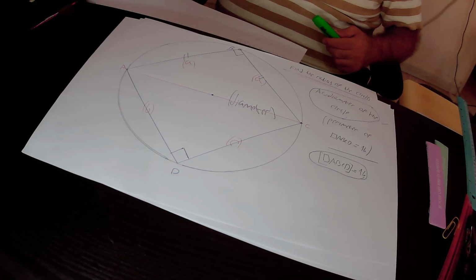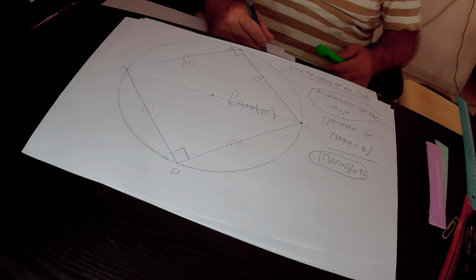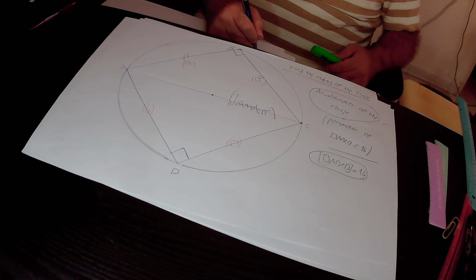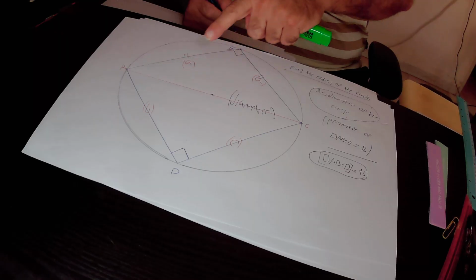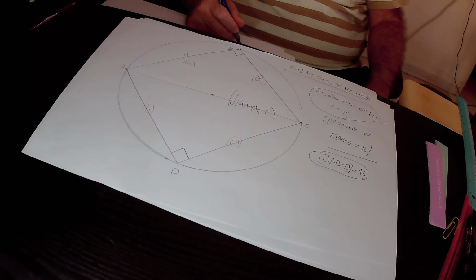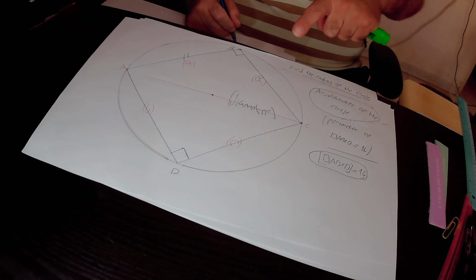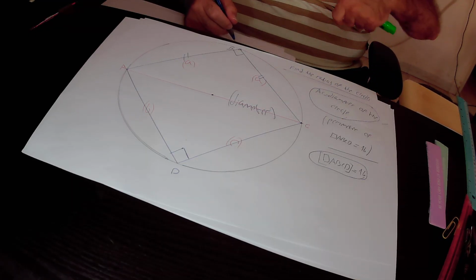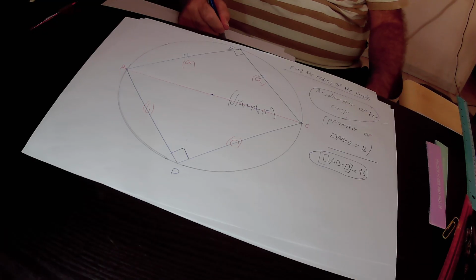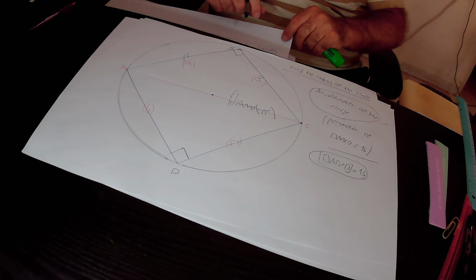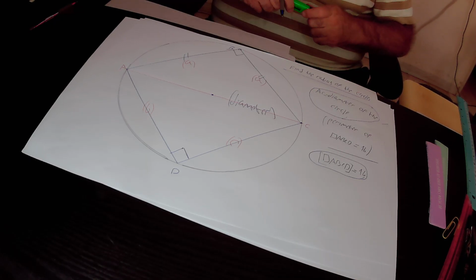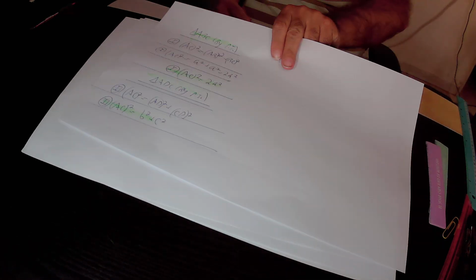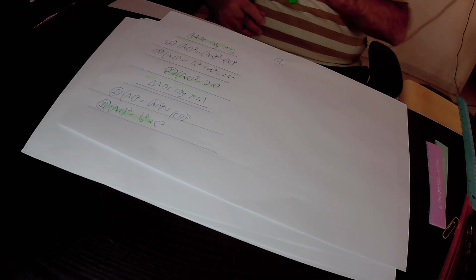So AC is the missing side, so we leave it as it is, so it is AC square equals AD square. AD is B, therefore AD square is B square, plus CD square. CD is C, therefore CD square is C square. So in total, according to equation 2, we found that AC square equals B square plus C square.